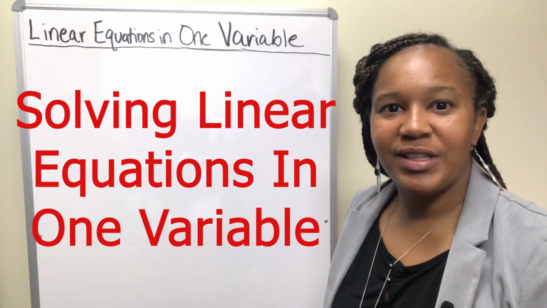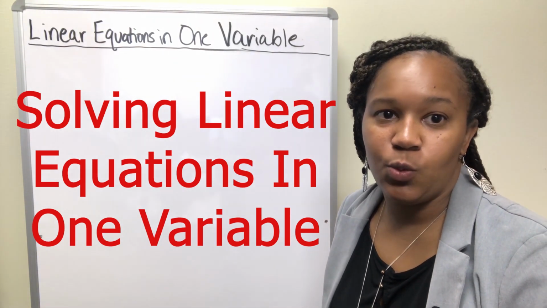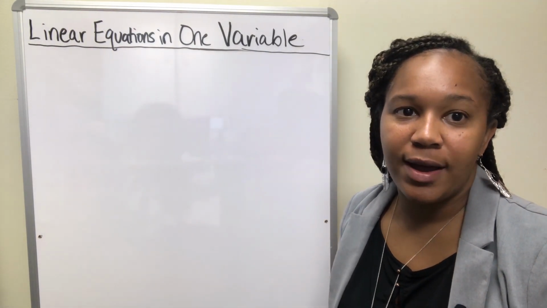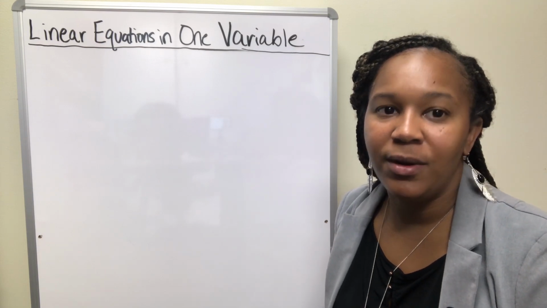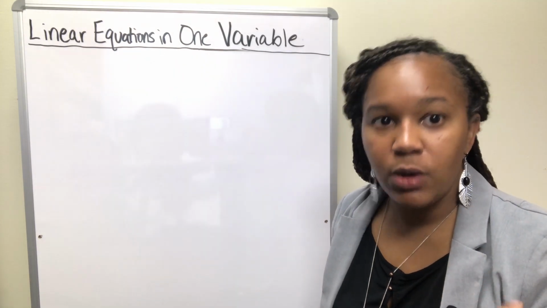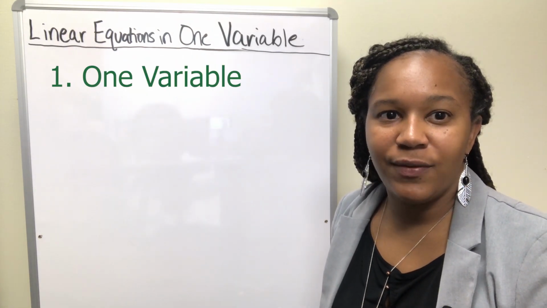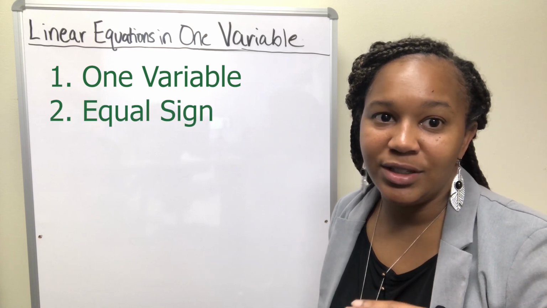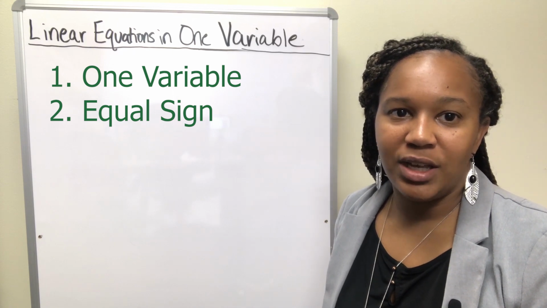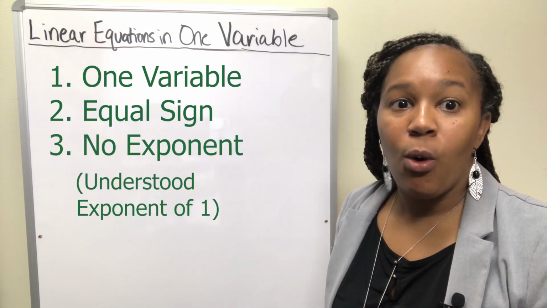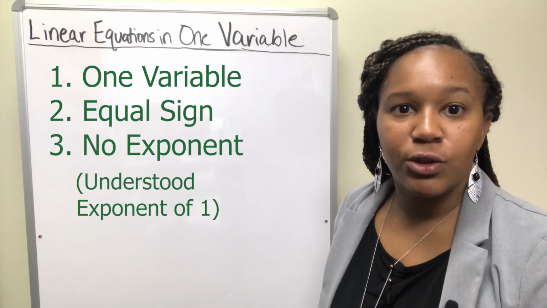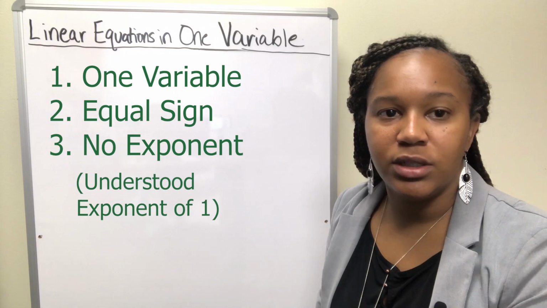Okay, in this video, we're going to talk about how to solve linear equations in one variable. Before you can solve a linear equation in one variable, you first have to know how to identify whether it's a linear equation in one variable. There are three things you want to look for. The first is that there's only one variable. The second is that there's an equal sign, because you can't have an equation without an equal sign. The third is that there is no exponent on the x, or there's an understood exponent of 1 on the x. Once you have those three things, then you have a linear equation in one variable.